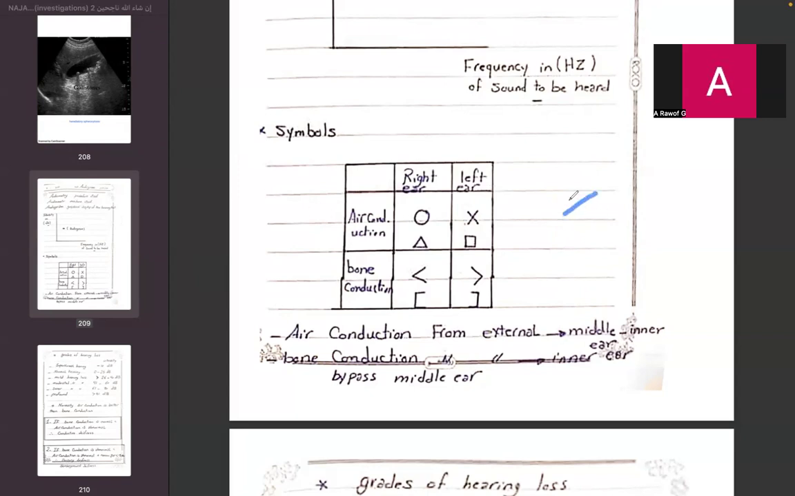For the left ear, the marking for air conduction is X. Bone conduction is greater than. This is for unmasked, but for masked it will be a square, and for bone conduction a closed square bracket.